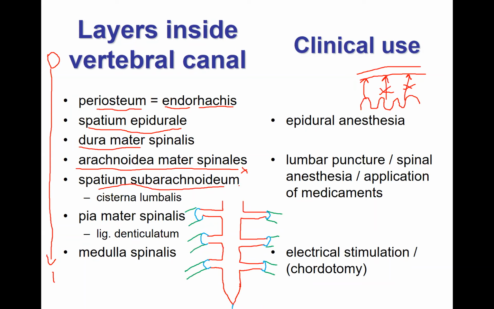Then we have the subarachnoidal space. What does the subarachnoidal space, both in the skull and in the vertebral column, contain? Give me the answer, please. No idea. No one. Cerebrospinal fluid. Perfect, Zahra. Cerebrospinal fluid. And if there's a bleeding, which vessels cause bleeding into subarachnoidal space? Please write me the answer.